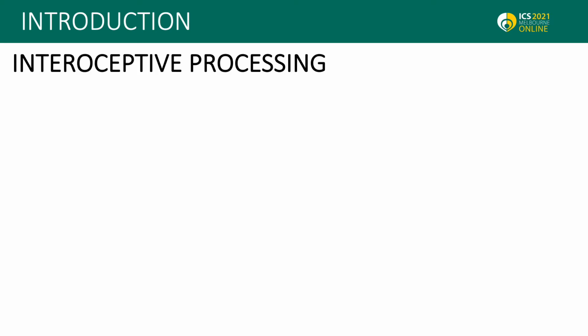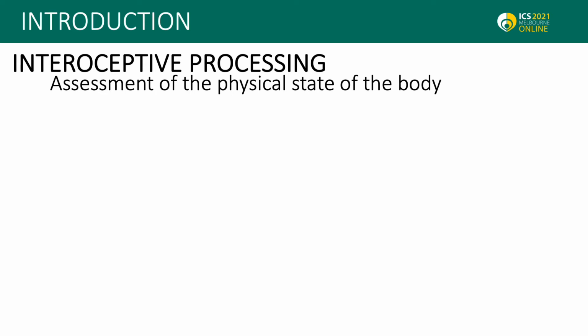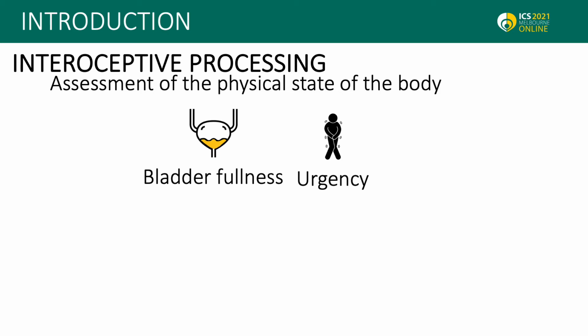So the human urinary bladder has two phases, namely the storage and the emptying phase. And how we switch between these phases is done through interoceptive processing. Interoceptive processing is the assessment of the physical state of the body, and for bladder sensations, this can be done through bladder fullness and urgency.